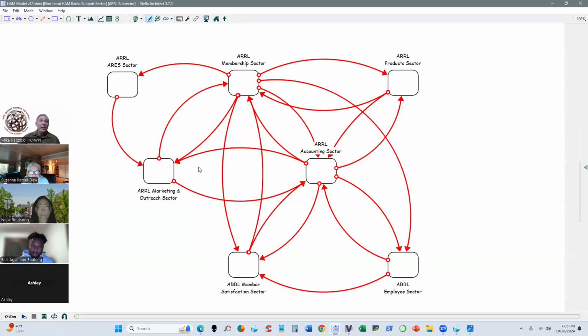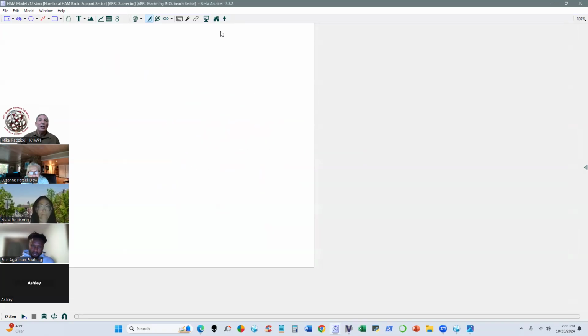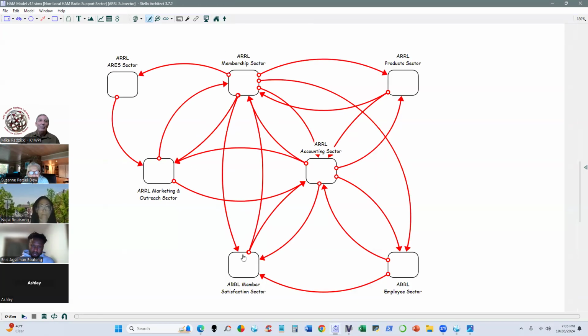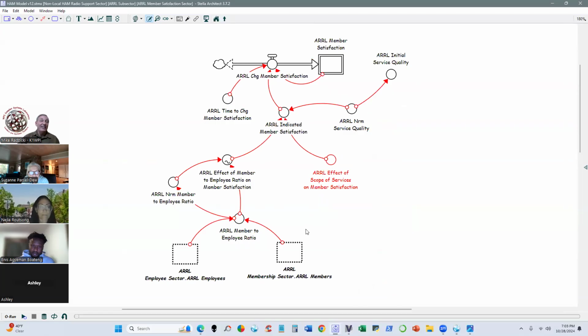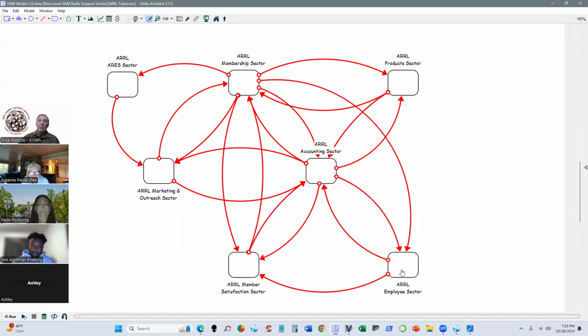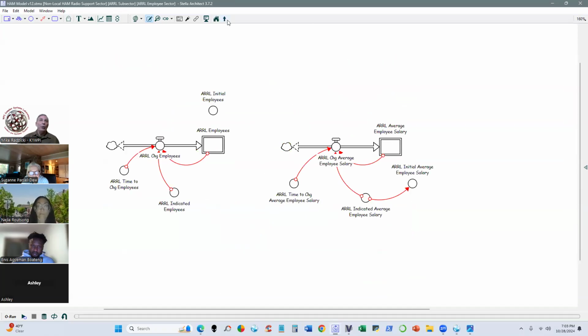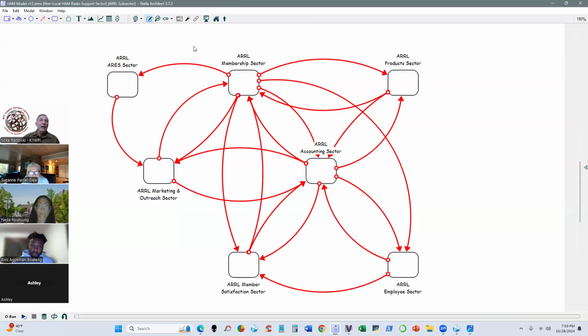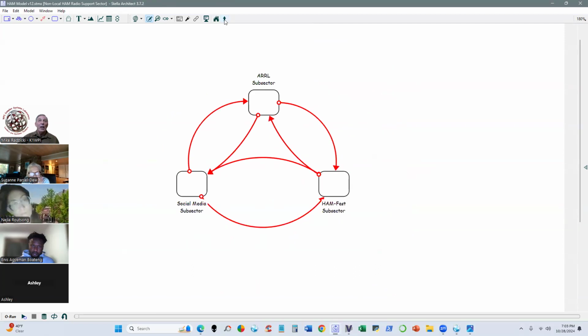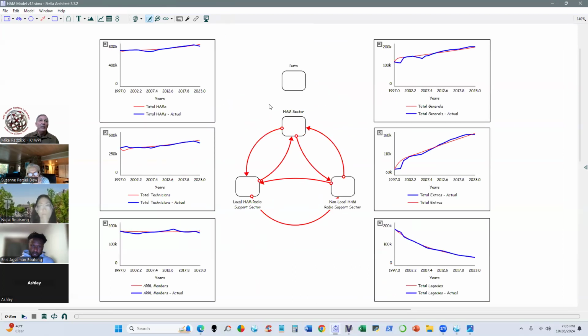What else do I got in here? I can't remember. Their marketing and outreach, nothing in there. Oop. Member satisfaction. Oh, so that's attractiveness or satisfaction. They have employees, they have like 80 some employees down in Newington. ARES is public service. There's nothing in there yet. That's if there's a disaster, the hams help. Okay, so anyway, that's the non-local stuff.